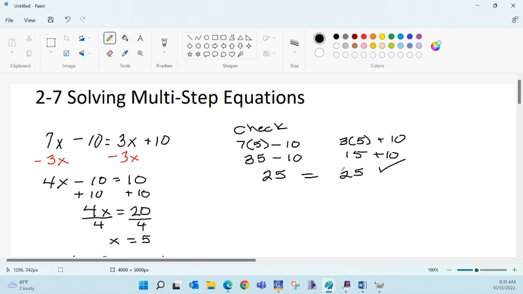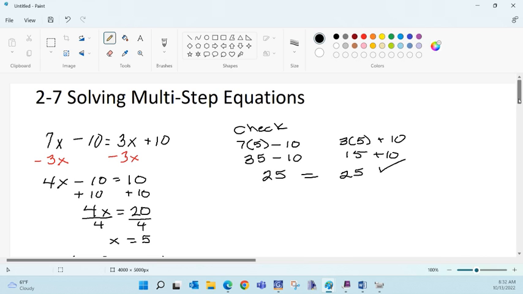Now, I'll give you a little heads up on tomorrow's lesson. Tomorrow's lesson, you could still also check if you want to, but it deals with fractions and decimals. So you can always put back in and check your work on that. But I focus more on the how-tos tomorrow rather than the checks themselves.